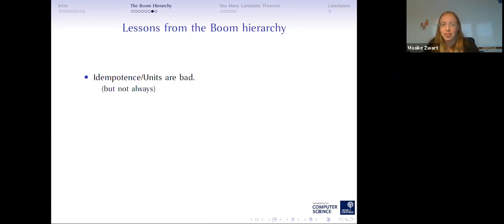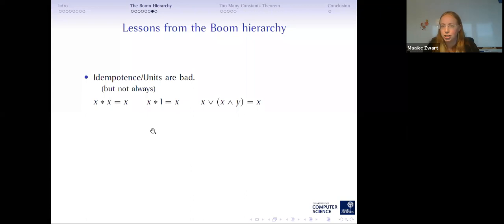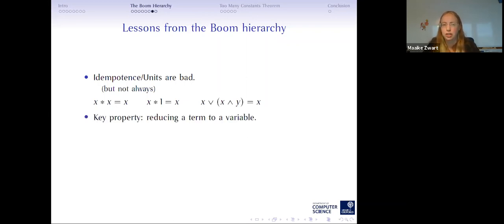Sometimes they work. Now let's have a look at what these equations are and see if we can figure out why they are bad. Well, they look quite similar. They have a variable on the right-hand side, and then on the left-hand side, they have a slightly more complicated term. And we see this pattern in some other equations as well. Here there's an absorption equation, which also has a variable on the right and a slightly more complicated term on the left. And this, I think, is a crucial property in the failure of distributive laws.